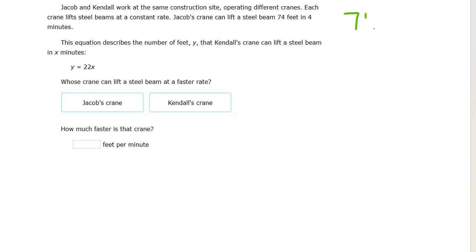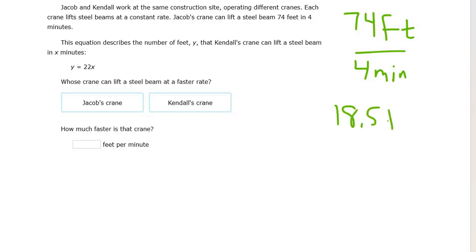So we can say 74 feet divided by 4 minutes. And this is going to tell us how many feet per minute. So we get out our calculator and do 74 divided by 4. And this equals 18.5 feet per minute. And then we have Kendall's equation, which is just y equals 22x. That means 22 feet per minute.